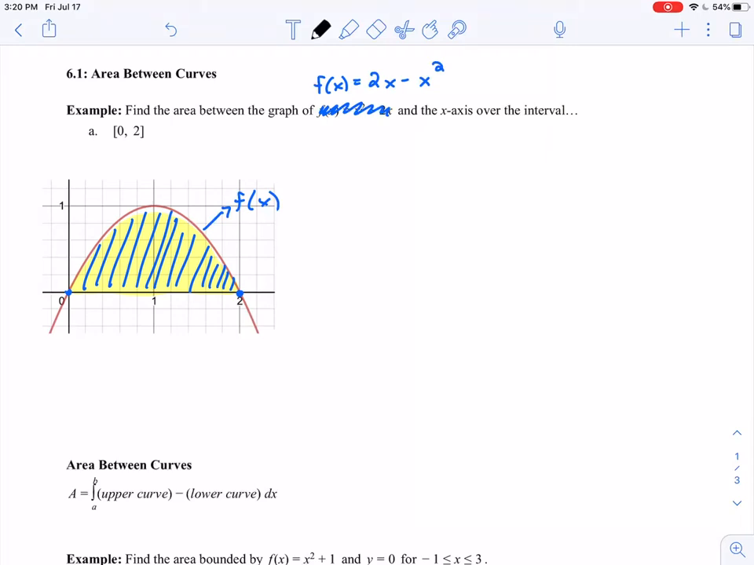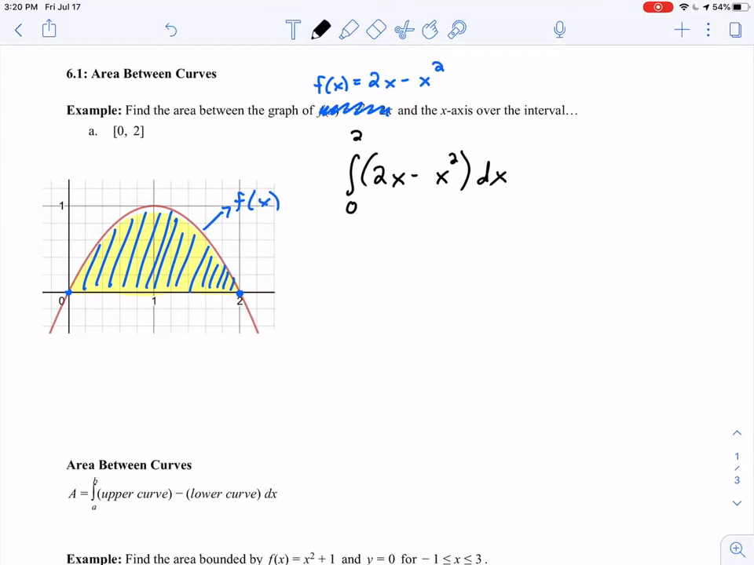But for now, I can just find the definite integral from 0 to 2 of 2x minus x squared dx, because I know that the definite integral tells me the area bound by the function, which is this red line f of x, and the x-axis. So I'm just using what we talked about in the last section. So let's evaluate this definite integral.